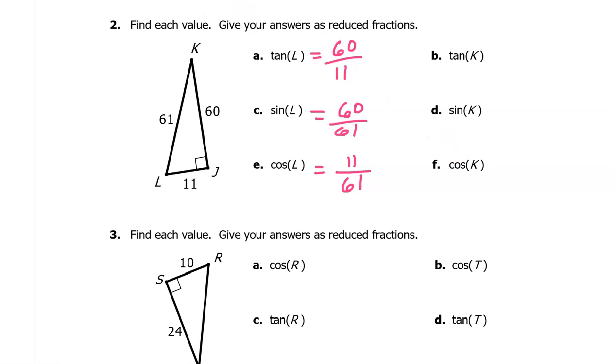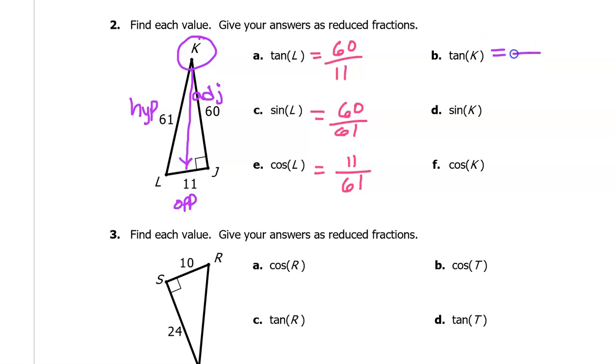The next three problems involve angle K. So let's go ahead and circle angle K. The 61 is still the hypotenuse. That did not change. The hypotenuse is always across from the 90-degree angle. But if I draw an arrow going away from angle K, that arrow is pointing at the opposite side. Opposite means across from. And then the other side is going to be the adjacent side. Adjacent means right next to.